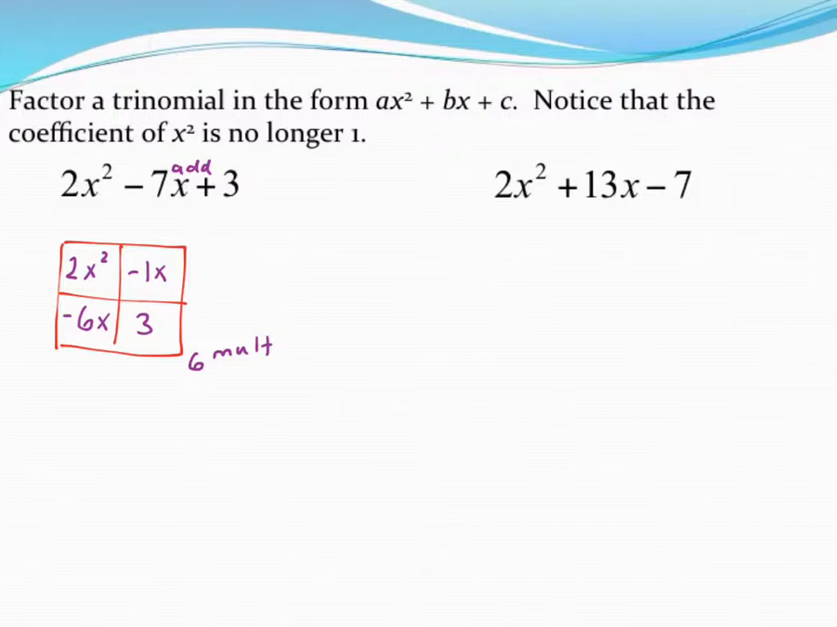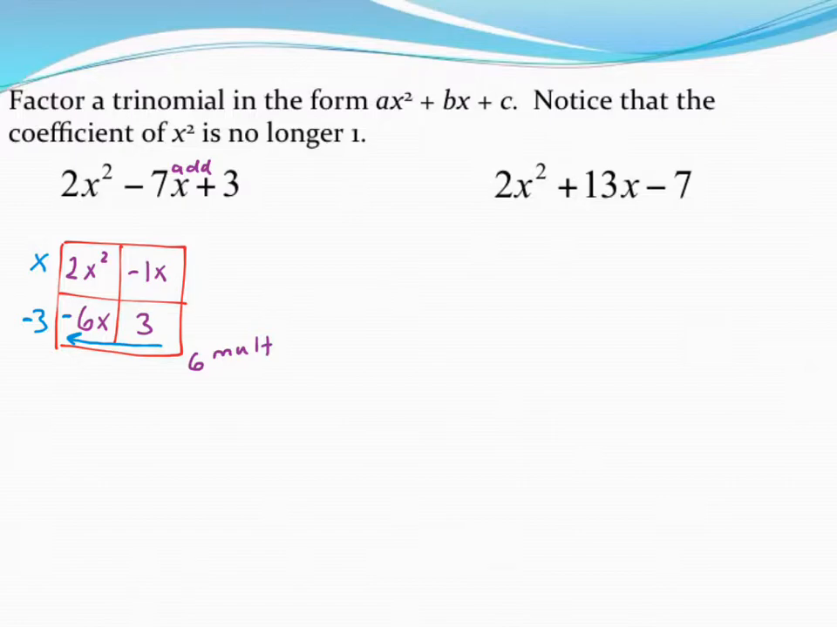So looking across this bottom row, between -6x and 3, both numbers are divisible by a 3, and you always want your signs on the outside to match, so I'm going to make both of those negative. Across the top row, I've got 2x squared and -1x. The only thing those have in common is an x, or a 1x, so I'll factor an x out.